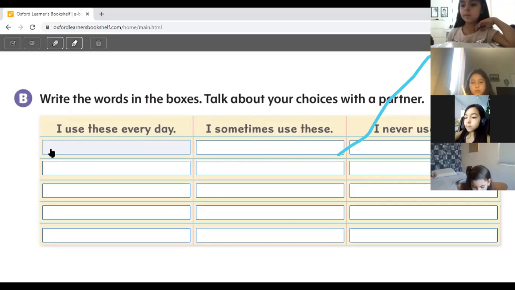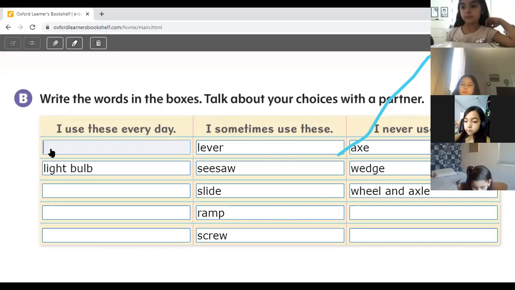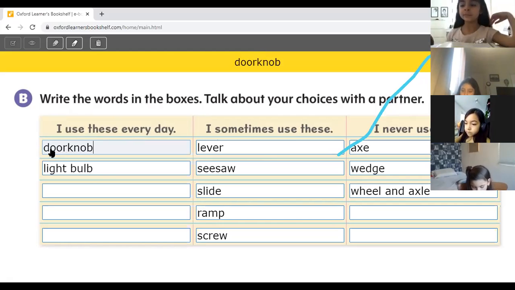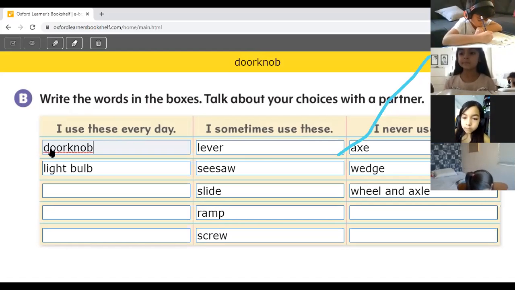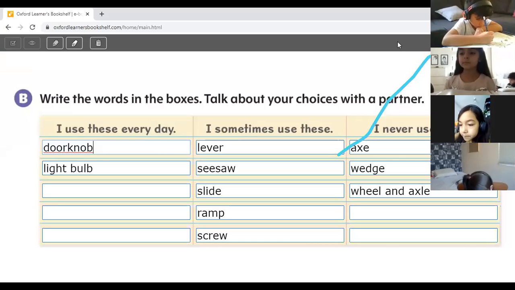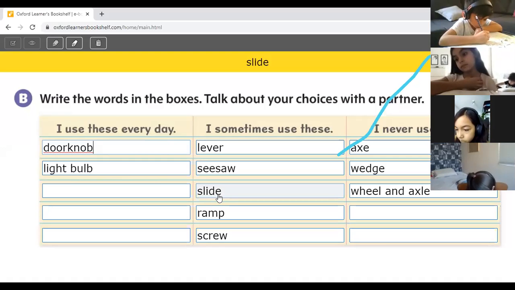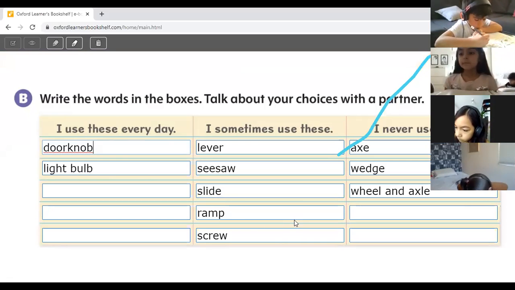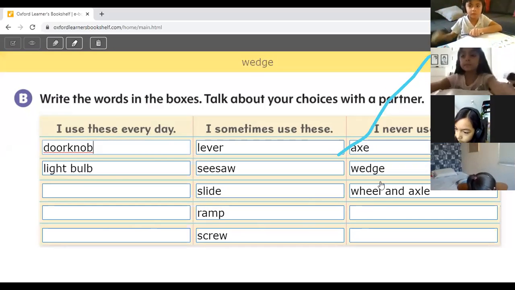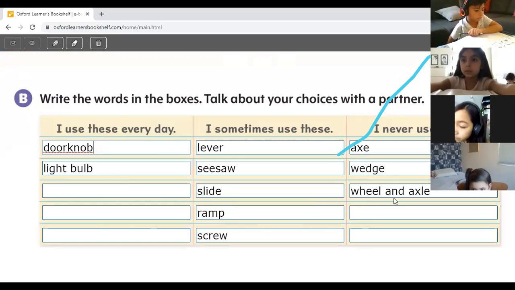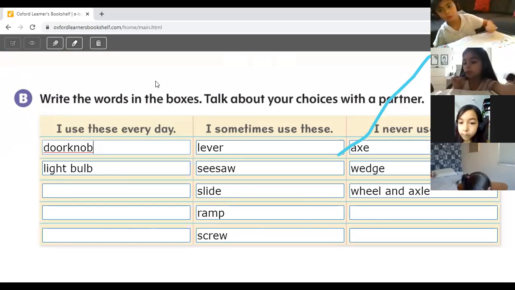Here, on the first column is light bulb and doorknob. In the second column, the items that you sometimes use are the lever, the seesaw, the slide, the ramp, the screw, for example, and the items or the objects that you never use, for example, the axe, the wedge. Well, I don't know who, but somebody told me that the wedge could be in the second column too. But in the example that you have in the book, the items that you never use are the axe, the wedge, and the wheel and axle. Okay, copy the answers. Write down the answers in your student book.